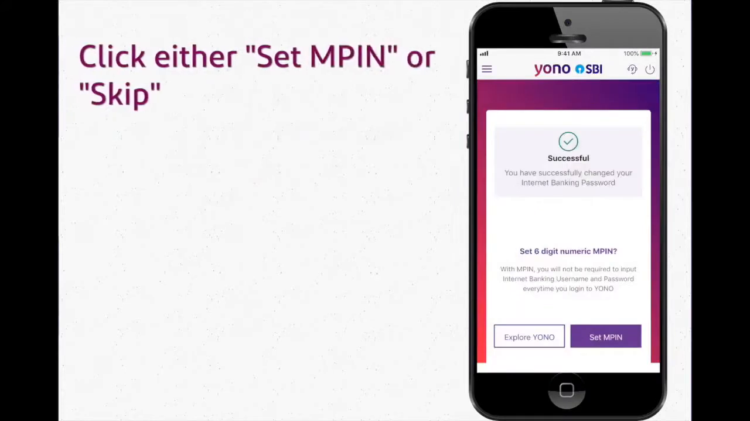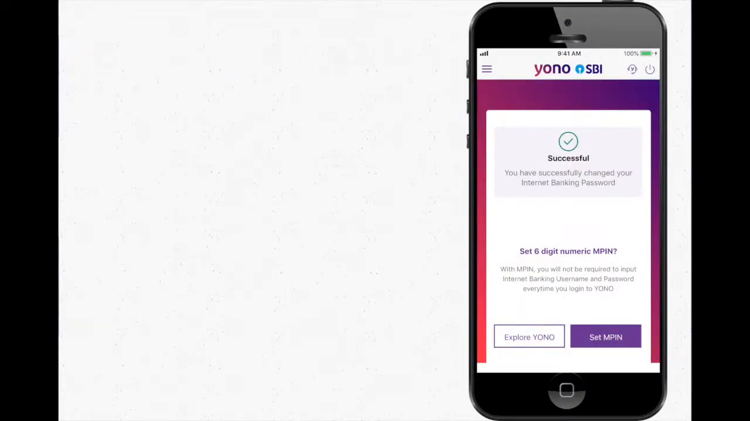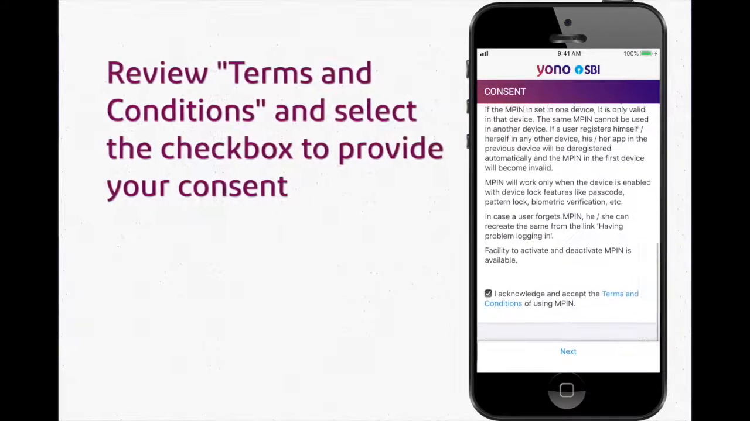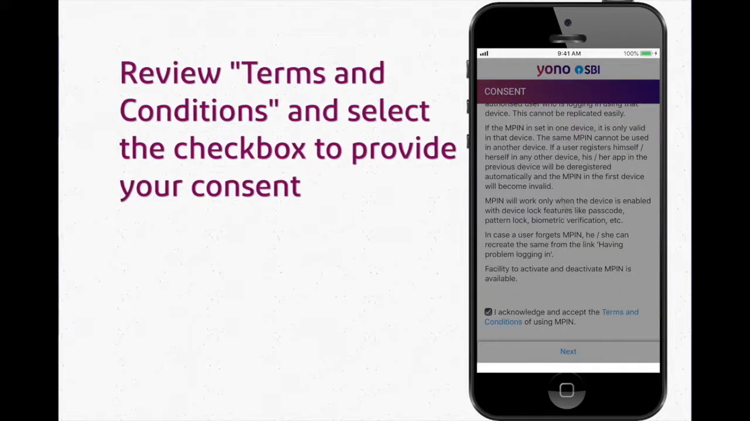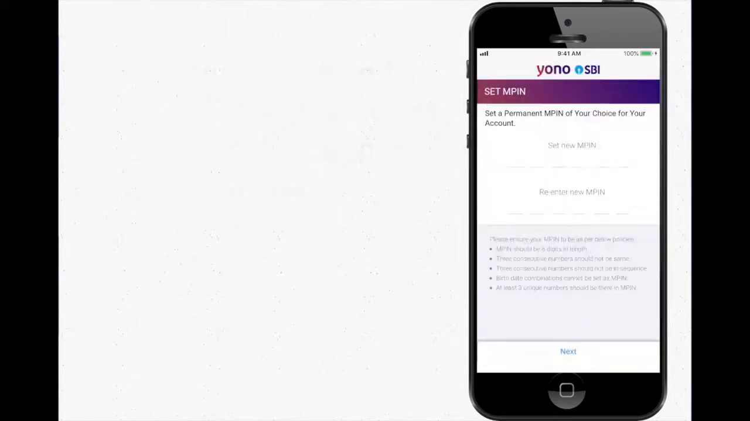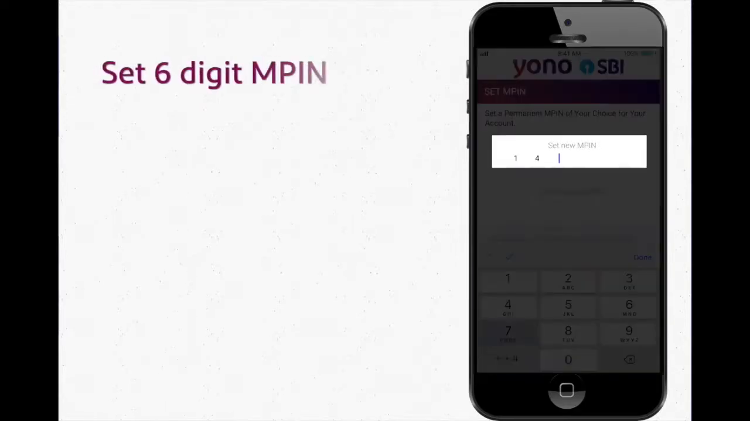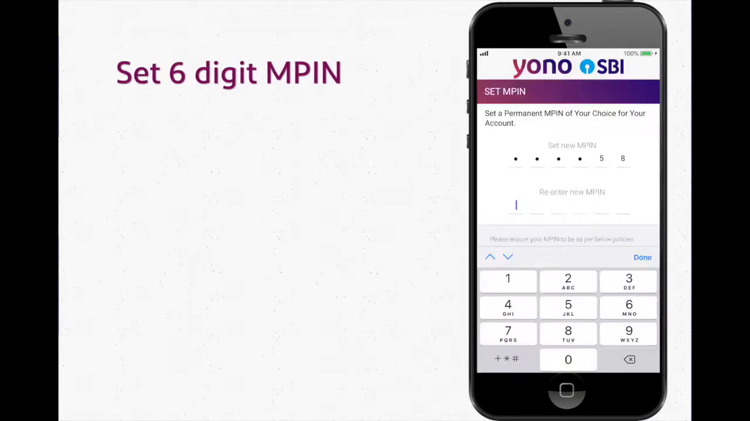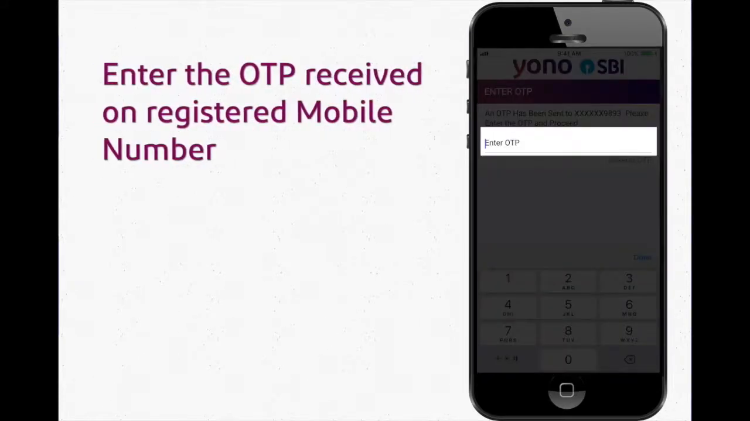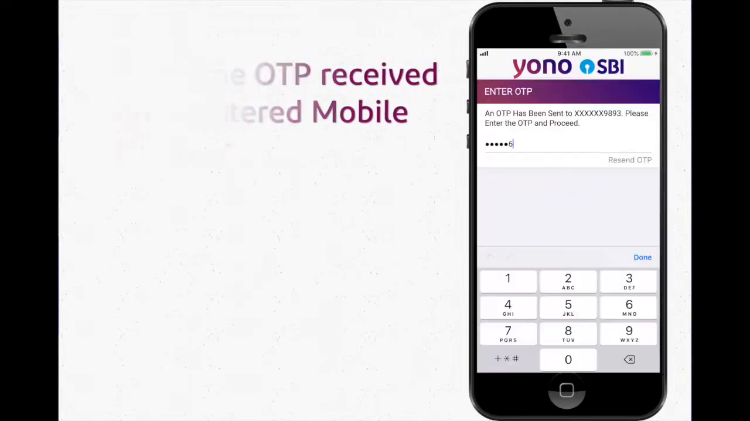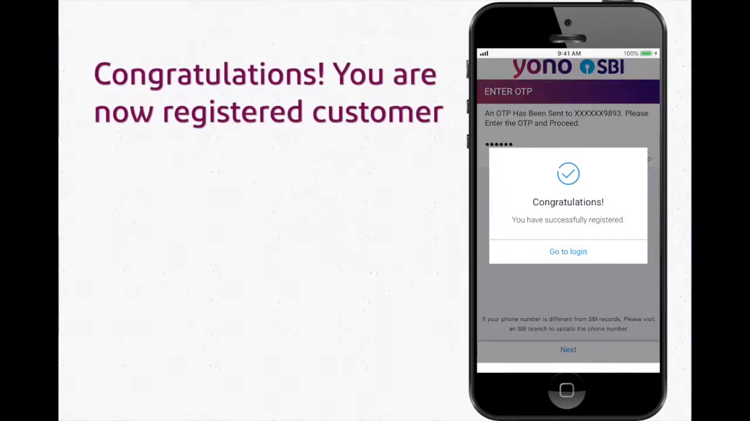YONO also has the facility of login using MPIN. Please set the MPIN to use this facility. You can set an MPIN later by logging in YONO and selecting Settings under Service Request. Set the 6-digit MPIN of your choice as per the extent guidelines. Please enter the OTP received on your registered mobile number and proceed. Congratulations! You are now successfully registered on YONO.